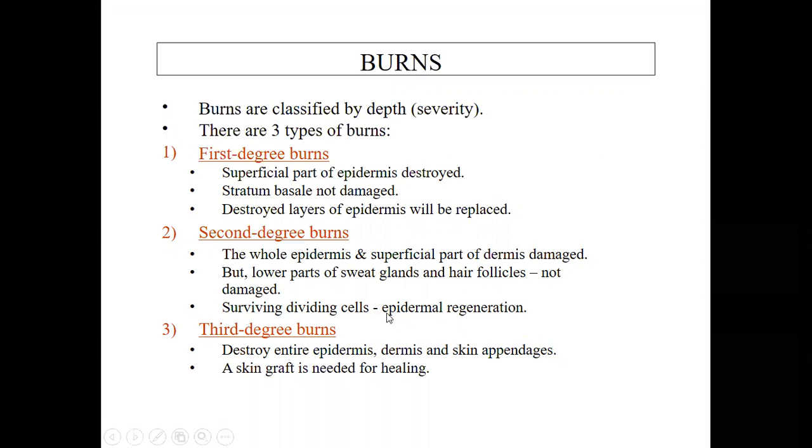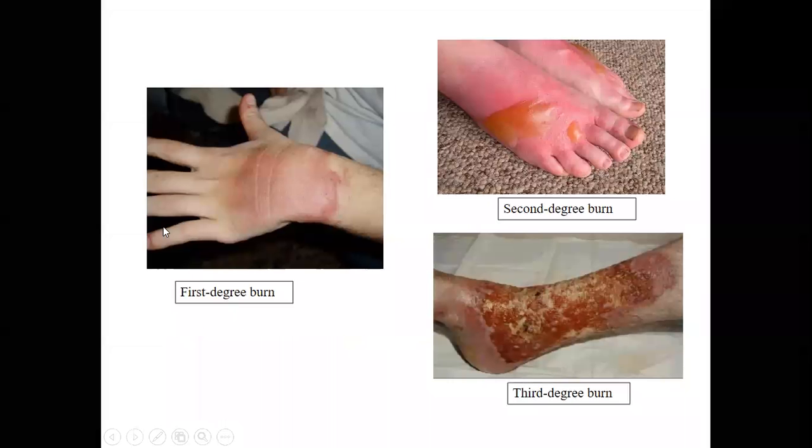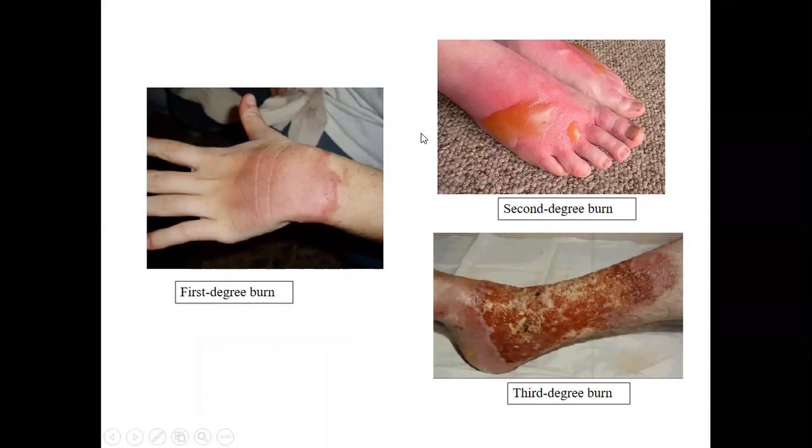Surviving epithelial cells will regenerate, involved in the epidermal regeneration. The third degree burn destroys the entire epidermis, dermis, and also skin appendages, and it needs a skin graft. So you can see here, this is the first degree burn, second degree burn, and this is the third degree burn.